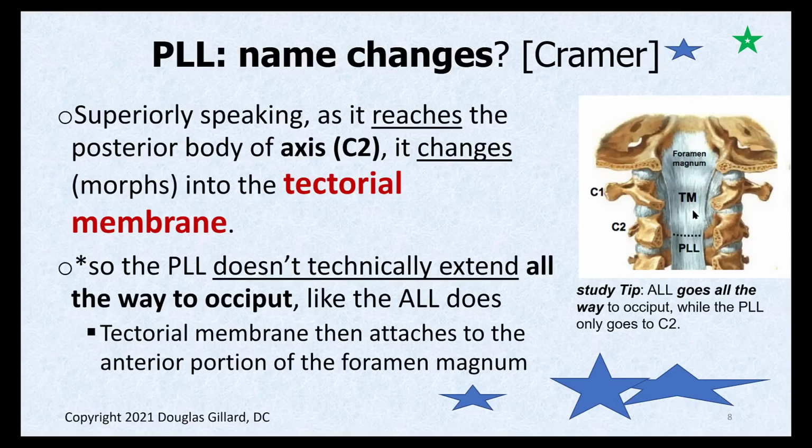So the tectorial membrane is what actually connects to the skull, or the foramen magnum of the skull. If you want to get more specific, the clivus of the skull, and not the posterior longitudinal ligament. So watch out for that one. The anterior longitudinal ligament does go all the way up to the occiput, so that's another easy difference between the two. Another softball board type question. PLL doesn't go all the way to the skull, but the ALL goes all the way up to the skull. Okay.